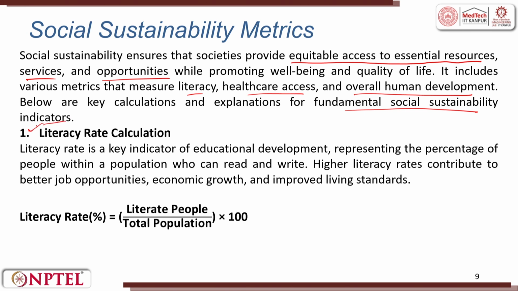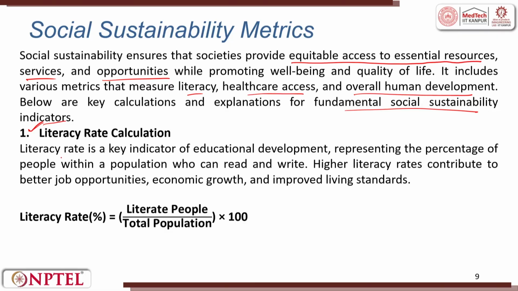First is literacy rate calculation. That is the number of people who can read and write, who are educated to some extent in the given society that is under study. Literacy rate is a key indicator of educational development, representing the percentage of people within a population who can read and write. High literacy rates contribute to better job opportunities, economic growth, improved living standards. To calculate this, we have a simple relation here. Literacy rate is literate people per unit total population into 100.